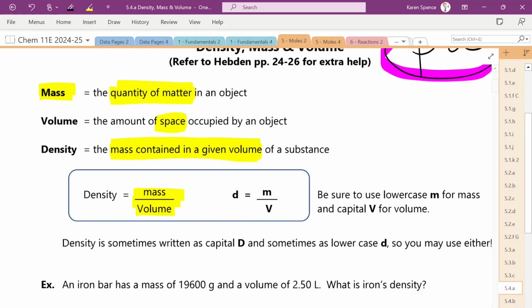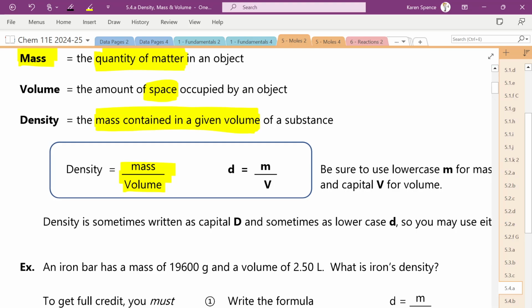Use lowercase m for mass. Be sure to use capital V for volume. And you can write it as a lowercase d. You can write it as an uppercase D. I actually don't know what the real one is. Actually, I do. It's really the Greek letter rho.